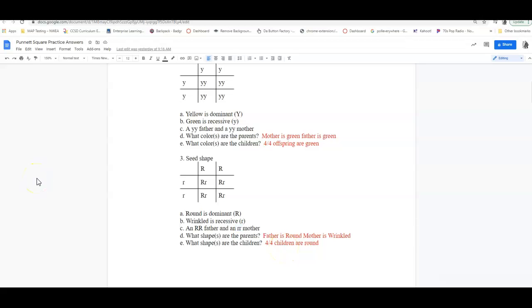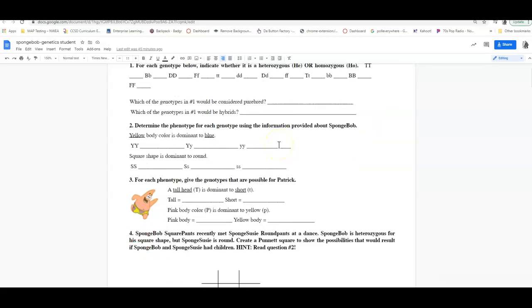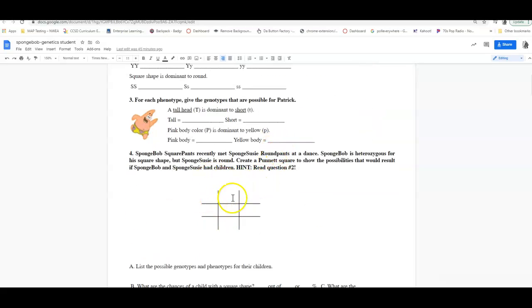As soon as you put your answers in and find out that you know what you're doing and you don't have any questions, you can open up your SpongeBob genetics, and they're going to ask about the words we just talked about. Like the first one, they want to know if it's heterozygous or homozygous, and all you did is put HE or HO. They are going to have some where you have to fill in a Punnett square.